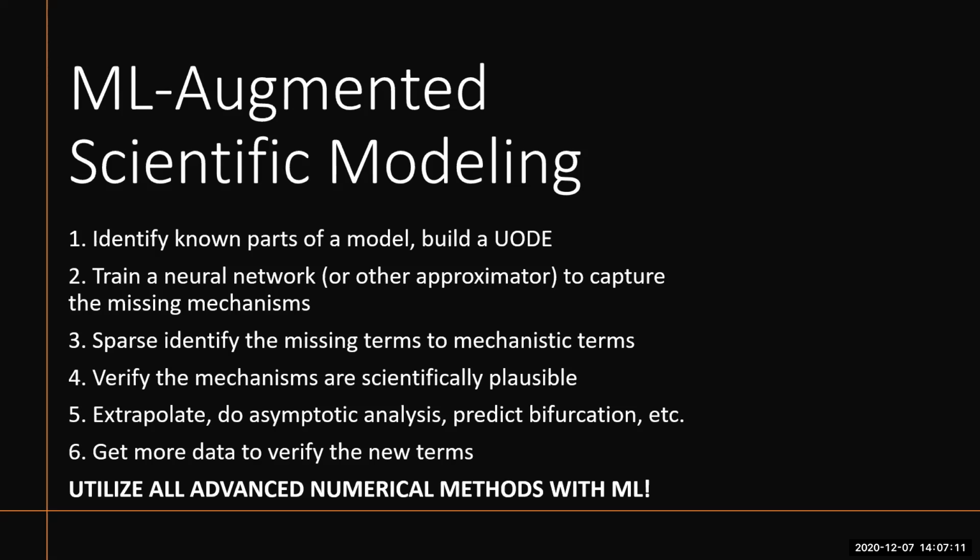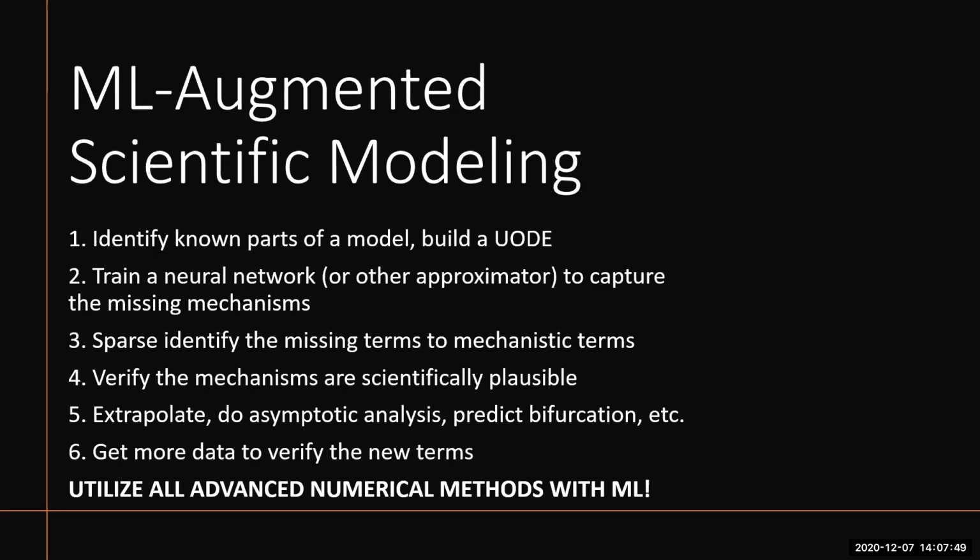And this is really where we end up. This is the first use case for universal differential equations, which is about ML-augmented scientific modeling, where we use it to discover models and use it to augment models, right? So we identify parts of the model which have high uncertainty. We train a neural network to capture the missing mechanisms through this embedded neural network. Then we sparse-identify to find the mechanisms, and then we can go back and verify the mechanisms. We can ask questions about how it extrapolates, and we can start to ask questions like, what data would be required to validate whether this term is correct, right?